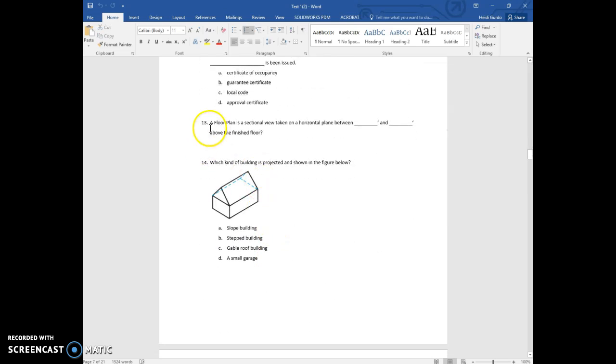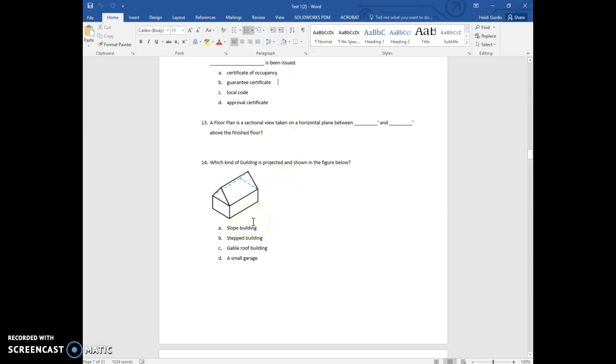Number 13 we discussed in class, and we said that a floor plan view is a section view taken on a horizontal plane between 4 feet and 6 feet above the finished floor. So remember, for a floor plan, we're not just looking right down on top of the plan. We have to slice the building horizontally, and then we're taking a piece off.